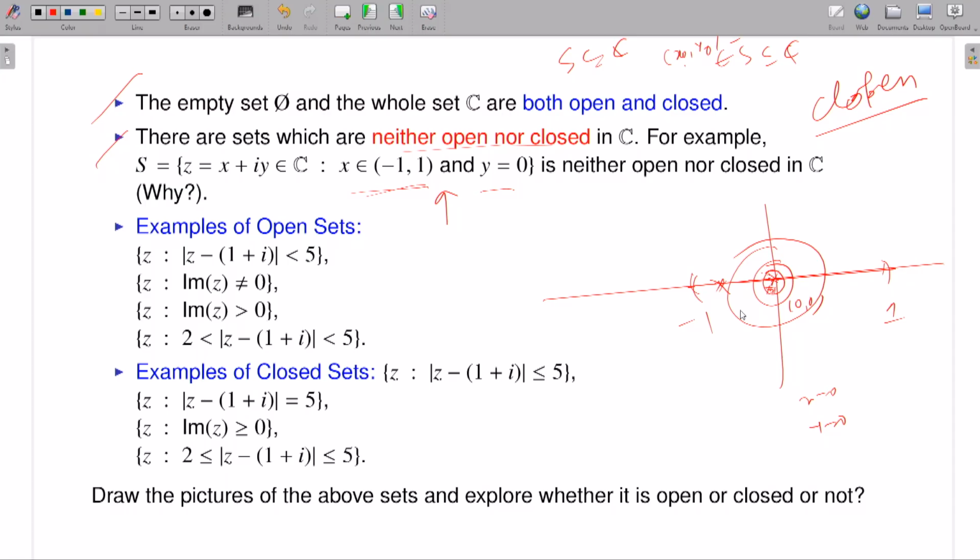So this set is not open, because open means what? If it is open, each point should be an interior point, but I have many points there which are not interior points. So this is not an open set. Then I am concluding that it is not even a closed set also.